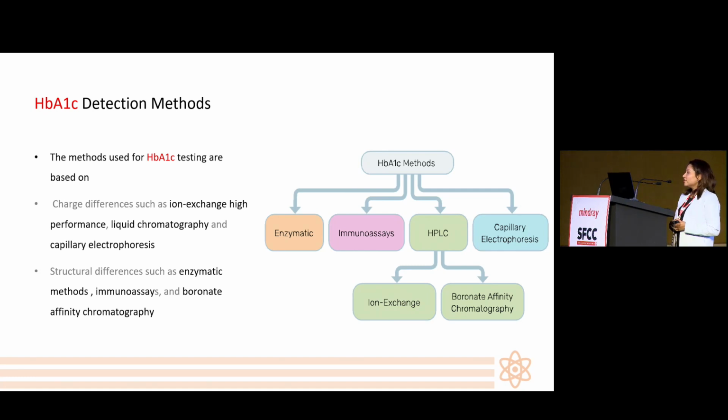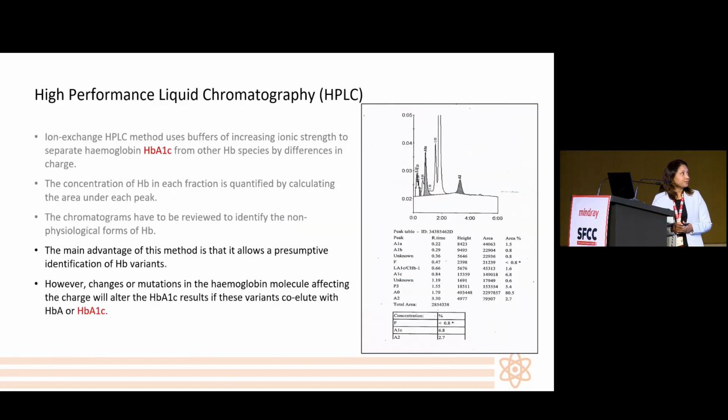Now, the HbA1c detection methods are based upon charge differences and structural differences. Ion exchange, high-performance liquid chromatography, and capillary electrophoresis are based upon the charge differences, and the enzymatic methods, immunoassay and boronate affinity chromatography are based upon the structural differences. Now, we'll have a look at HPLC first.